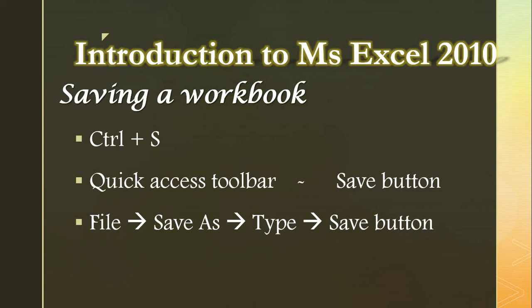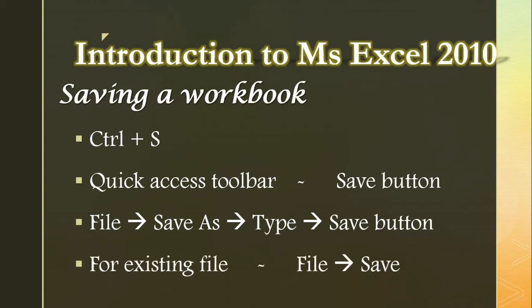To save a new workbook, you are going to click on File and then click on Save As option. To save an existing workbook, you need to click on File and then click on Save option. It will be saved in the existing name. This is creating a workbook and saving a workbook.